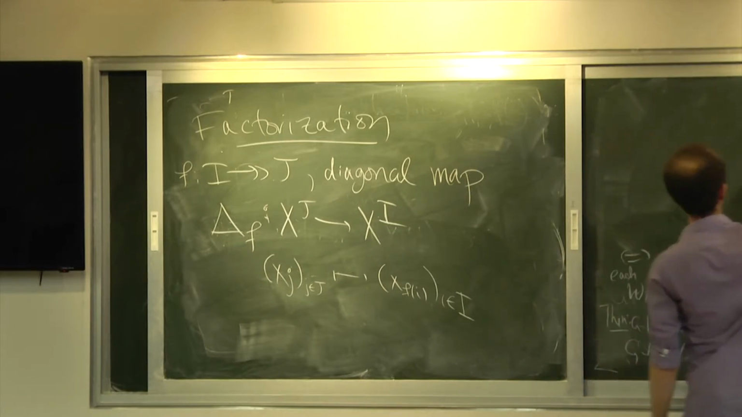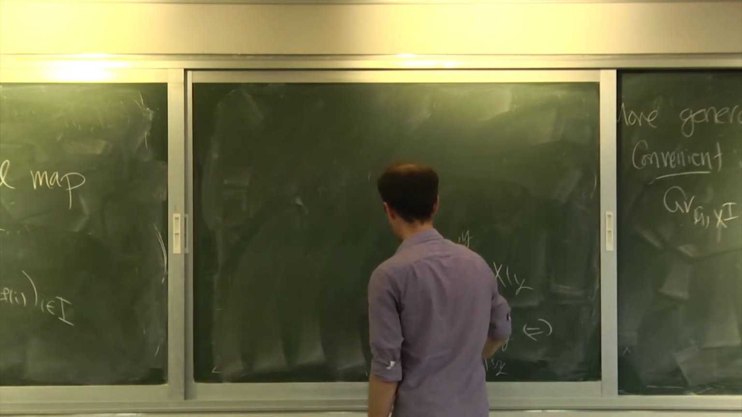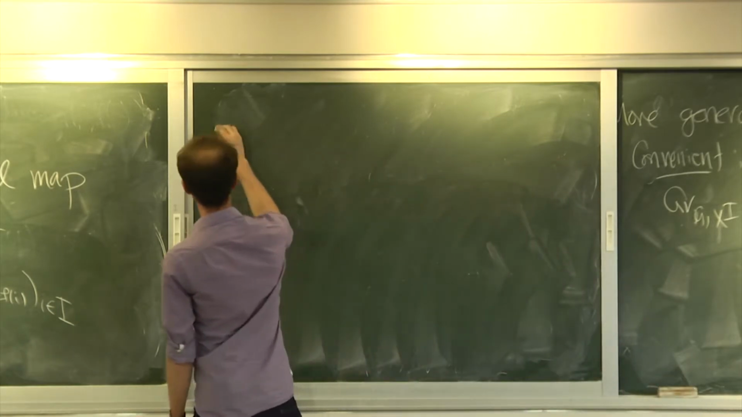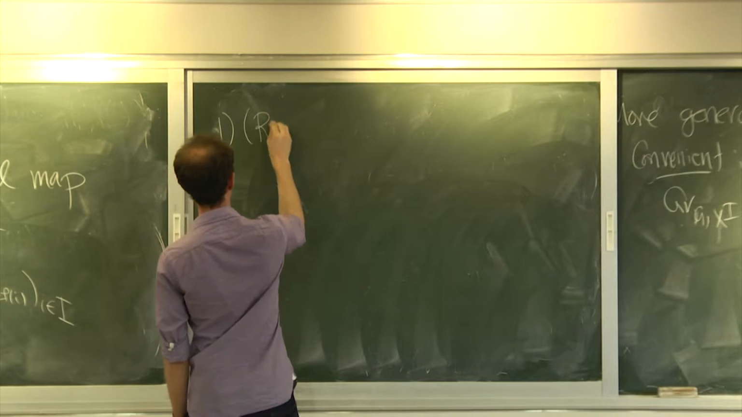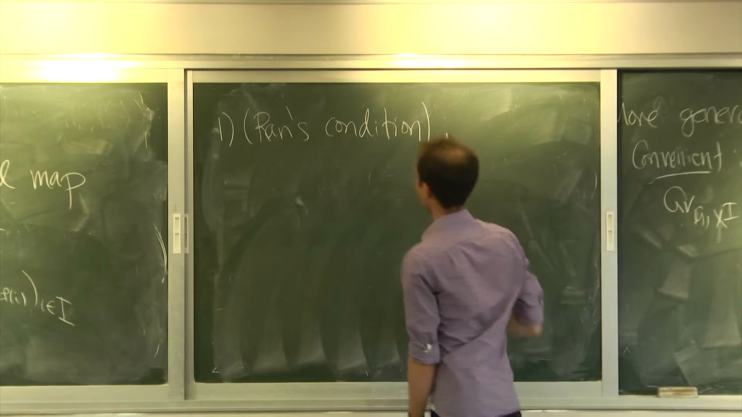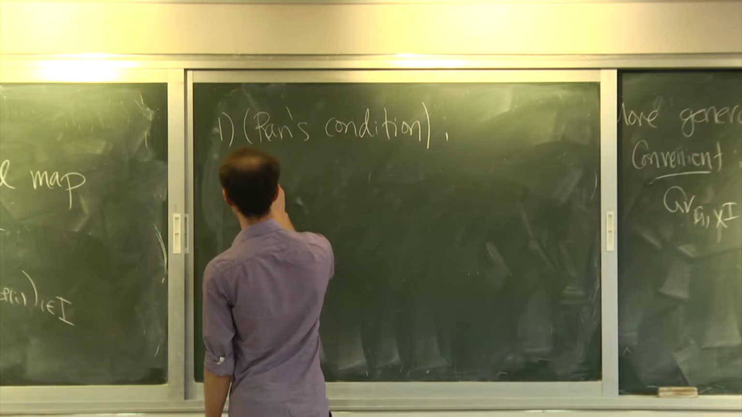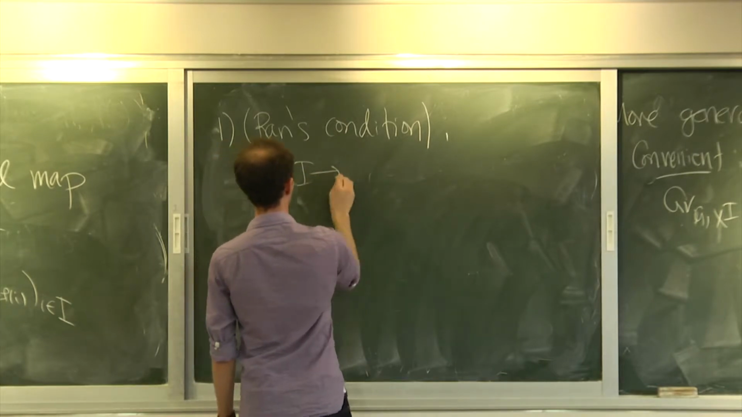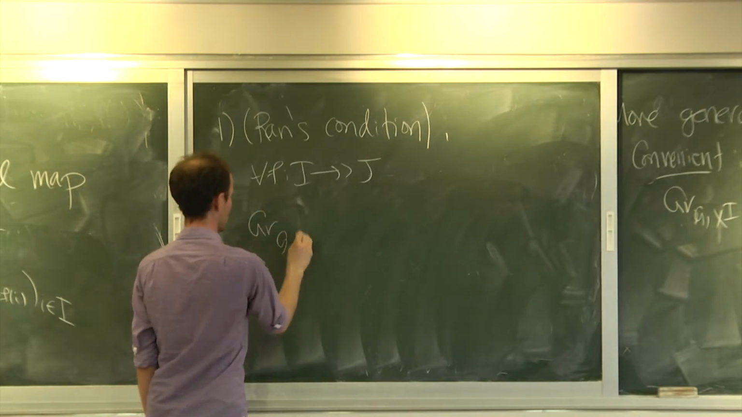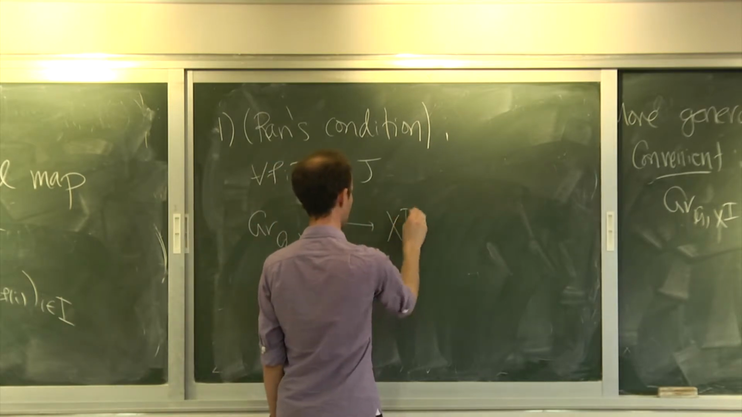So we can reformulate our first condition as a certain axiom. Condition 1, which I'm going to call Ran's condition. This is the same Ran who appeared in Dennis's talk yesterday. Ran's condition says that for every surjection f from I onto j, if you form the affine Grassmannian over x to the I, this maps to x to the I.